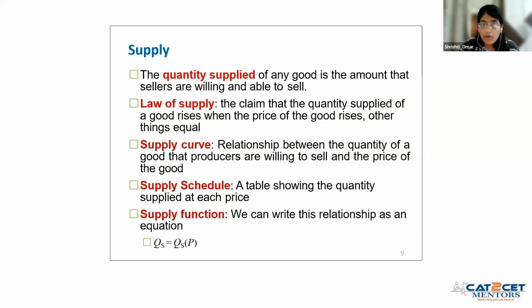Supply is the amount that sellers are willing and able to sell, right? The law of supply is just the opposite of the law of demand. The law of demand had an inverse relationship between price and quantity. The law of supply has a direct relationship between price and quantity. As the quantity supplied of the good rises, the price of the good also rises. So we have a direct relationship there.